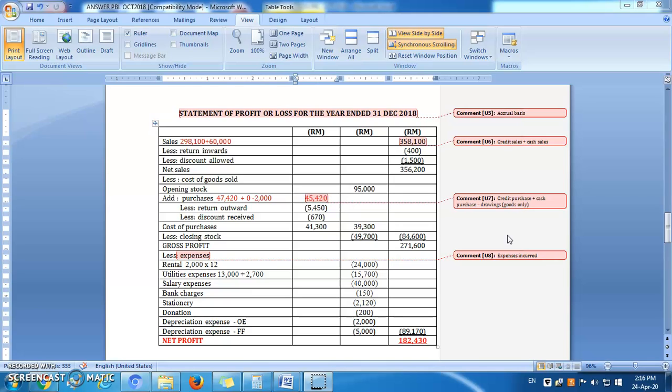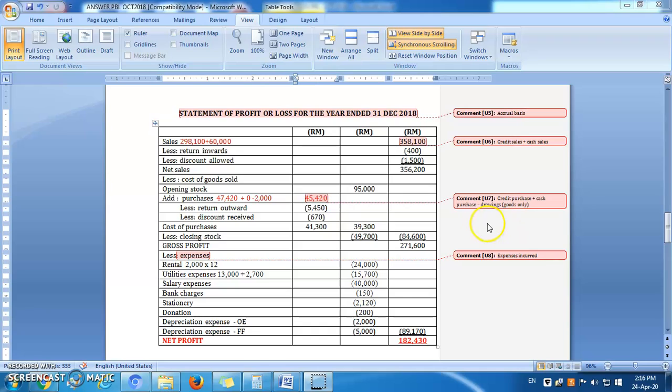Revenues earned means revenues already received and also receivable. On the other hand, expenses incurred mean expenses already paid and also payable.